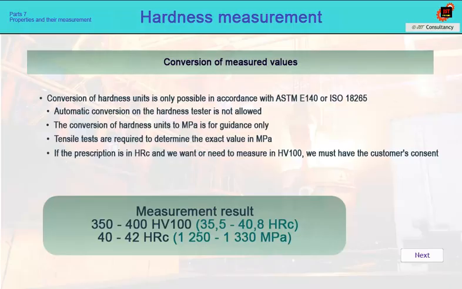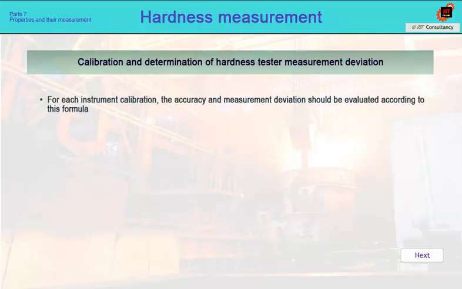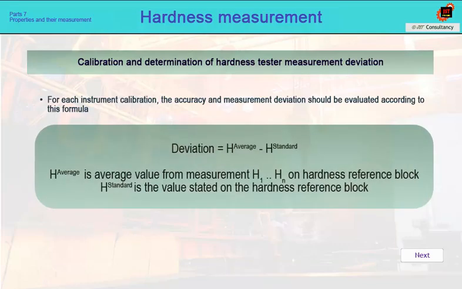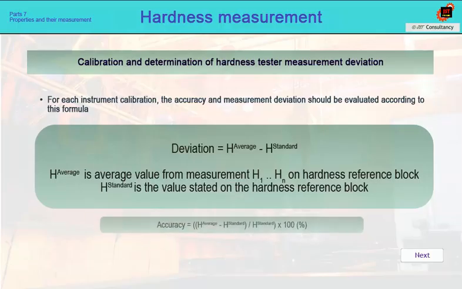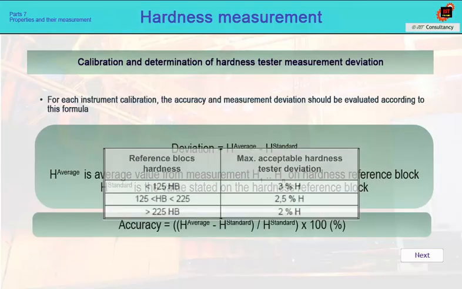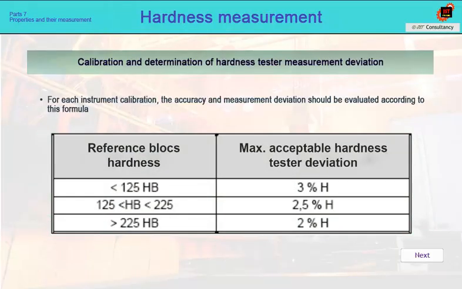In the production process of the heat treatment plant, the traceability of the measured values and their relationship to the measuring instrument must be ensured. For each calibration of the instrument, the accuracy and deviation of the measurement according to this formula should be evaluated, where the hardness tester deviation is the difference between the average measured value and the hardness value on the hardness reference block. The measurement accuracy is then determined as the ratio of the measurement deviation to the hardness value on the reference block, and this accuracy should not be worse than 3%.